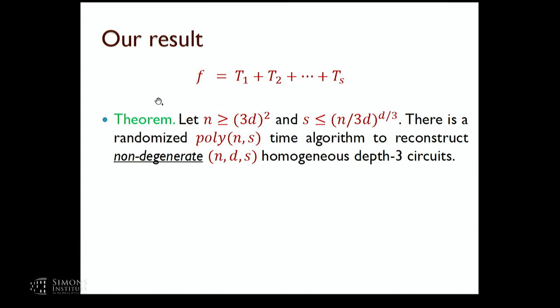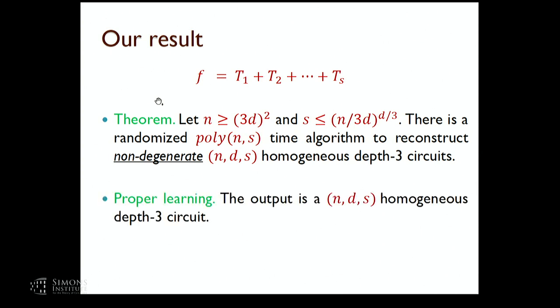We have some partial progress, some partial answer to this question: if n is Omega(d²) and S satisfies some mild condition, then there is indeed a randomized polynomial-time algorithm to reconstruct homogeneous depth-four circuits, but not in full generality, only non-degenerate ones, and that's what makes this a partial result. But we do proper learning. The output is indeed another homogeneous depth-four circuit, and not an arbitrary circuit.